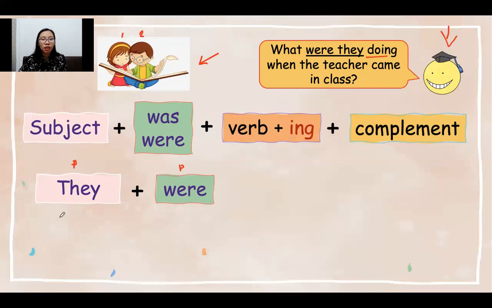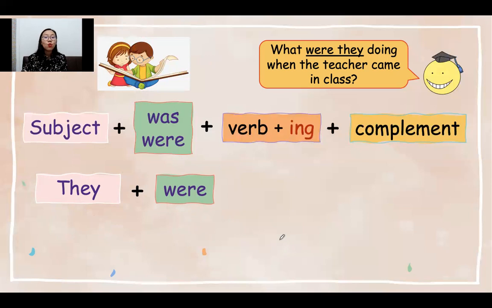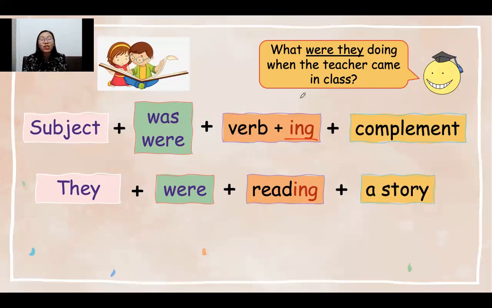But if there is only one, a boy or a girl, we use she. She was. Okay, she was. Singular, singular. All right, so they were. What are they doing? Read plus ing, reading. Reading a book, a story. Okay, a story or reading a book.